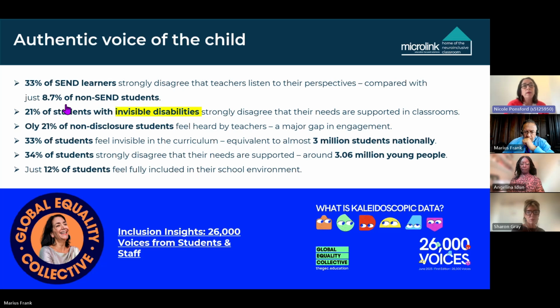We can see that 21% of students with self-identifying invisible disabilities strongly disagree that their needs are supported in classrooms. We also feel that they have a lack of voice, and when we compare that with some of the more privileged young people, for those, for example, who have never experienced low socioeconomic status, there's a huge equity gap there. These students as well also feel invisible in the curriculum, and if we roll that out nationally, our data illustrates that's almost 3 million students nationally. Again, we've got more information if we roll that out about that disagreement that their needs are supported and they feel included in the school environment.